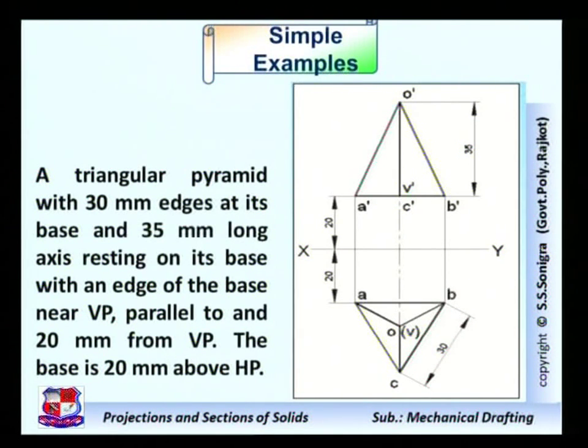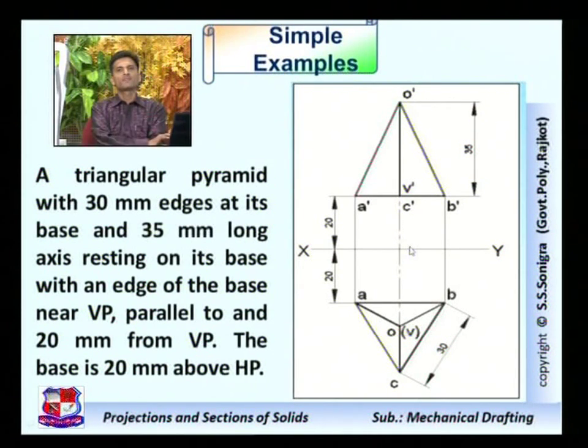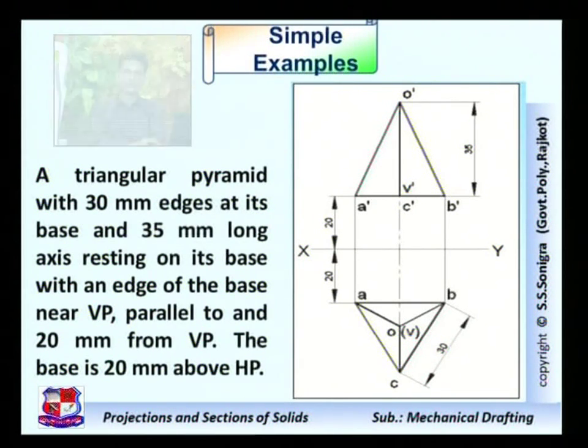In top view, it's an equilateral triangle of 30 mm sides. You can represent its side length 30 mm, and by taking projections from A, B and C, project it over here. Further, it is given that the edge on which it is resting is at a distance of 20 mm from VP. So this distance should be kept 20 mm from XY line, and further it is given that the base is 20 mm above HP, and hence this A dash B dash represented over here is at a distance of 20 mm from XY line. So I hope the solution of this problem is clear to you.